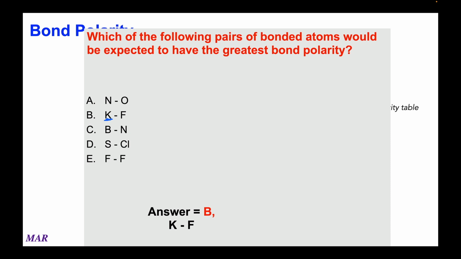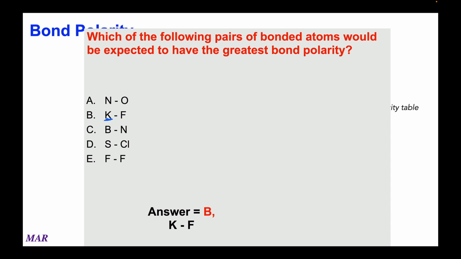KF isn't just polar, it would be truly ionic because you have a metal and a non-metal. So that would have a true positive and a negative center. No sharing of electrons here. But even from that, we can find that potassium would be the positive part, smaller electronegativity, than fluorine, which has a bigger electronegativity.